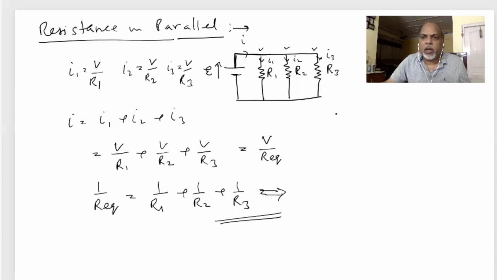Here E is equal to V if no internal resistance is there, or V is equal to E minus IR. These all things we have explained. You have to just take a note. Okay.